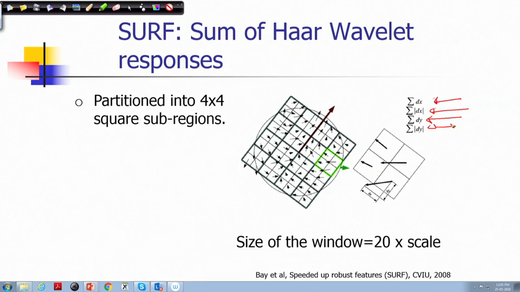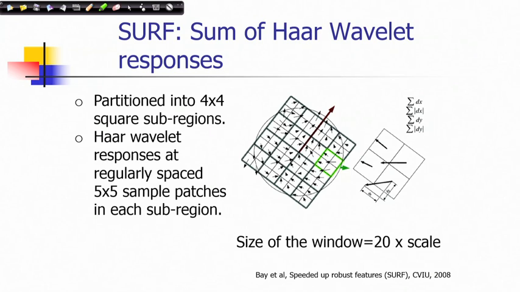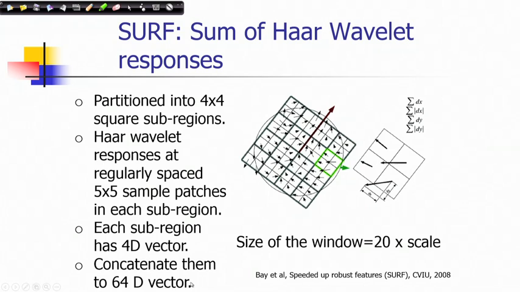So, as you can see, each cell of the 4 cross 4 cells will give me a 4 dimensional vector, and the size of the window is 20 cross scale. Since there are 4 cross 4 square regions, each region will give me a 4 dimensional vector. It is regularly spaced 5 cross 5 sample patches in each sub region, and each sub region has a 4 dimensional vector. If you concatenate them, then it would be a 64 dimensional vector, and that is how the SURF response is given.